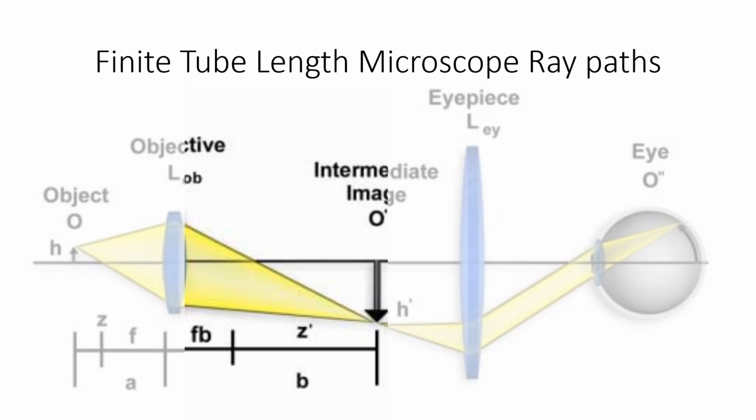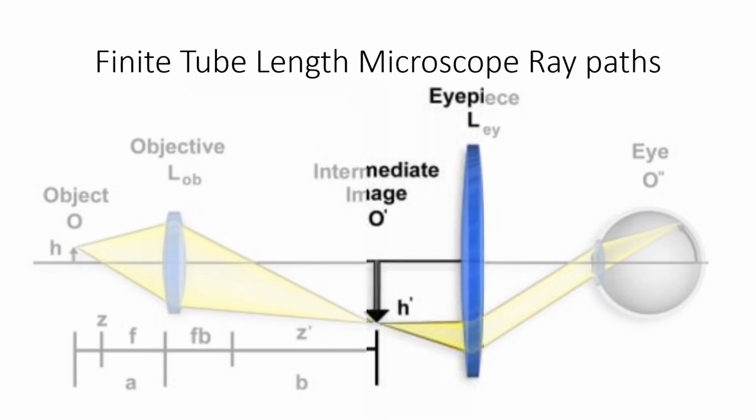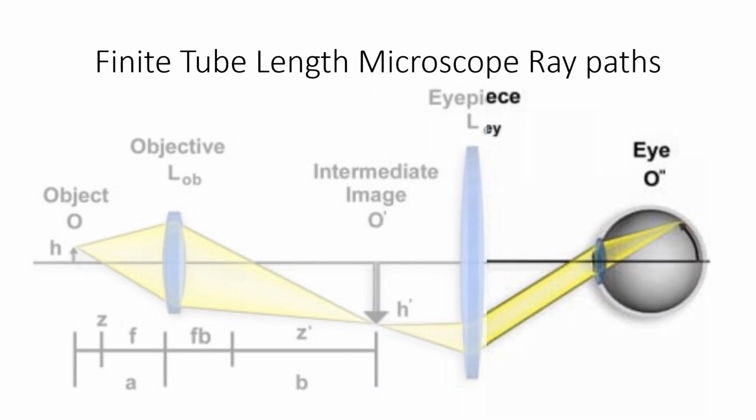objective. Now, this intermediate image is not the final one. Now the rays from this intermediate plane go to the eyepiece, and after refraction, the light falls on the retina of our eye and we see the final magnified image.